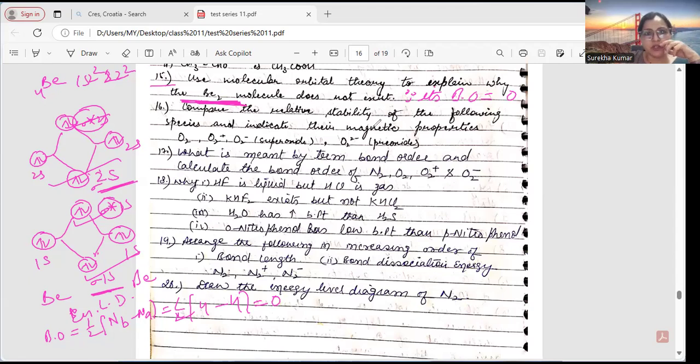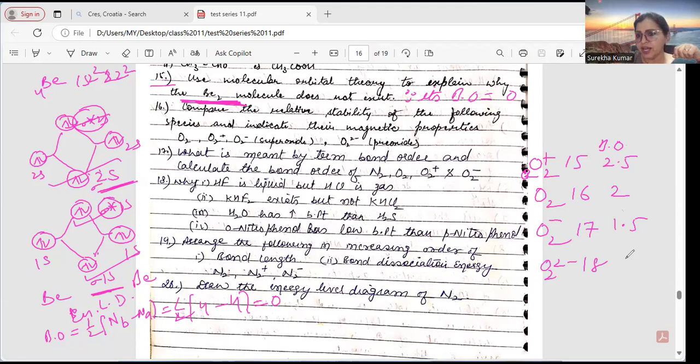Compare the relative stability of molecule species and indicate their magnetic properties. Let me tell you one thing. O2 positive, O2, O2 negative and O2 2 negative. O2 positive has 15 electrons, O2 has 16 electrons, O2 negative has 17 electrons, and O2 2 negative has 18 electrons. Keep in mind always: bond order for 15 electrons is 2.5, for 16 it is 2, for 17 it is 1.5, and for 18 it is 1, right?